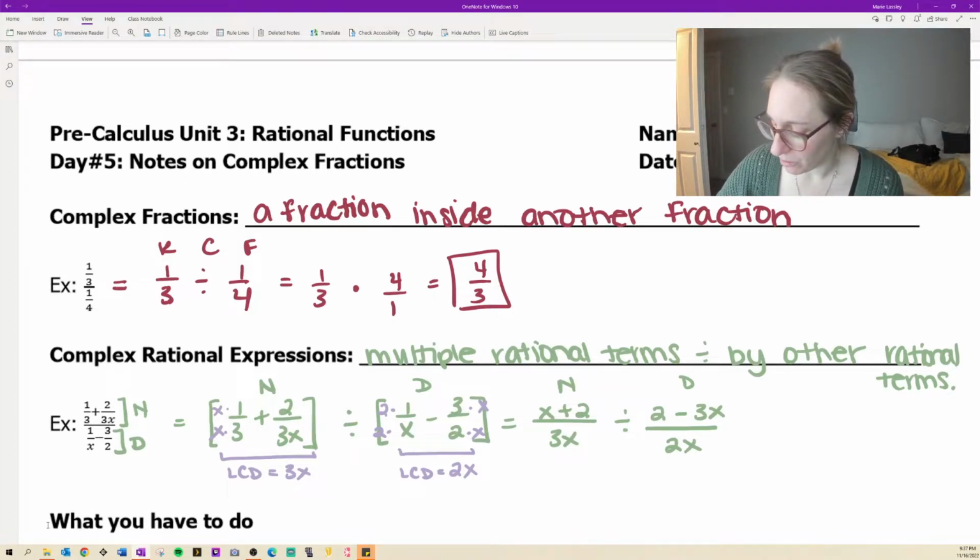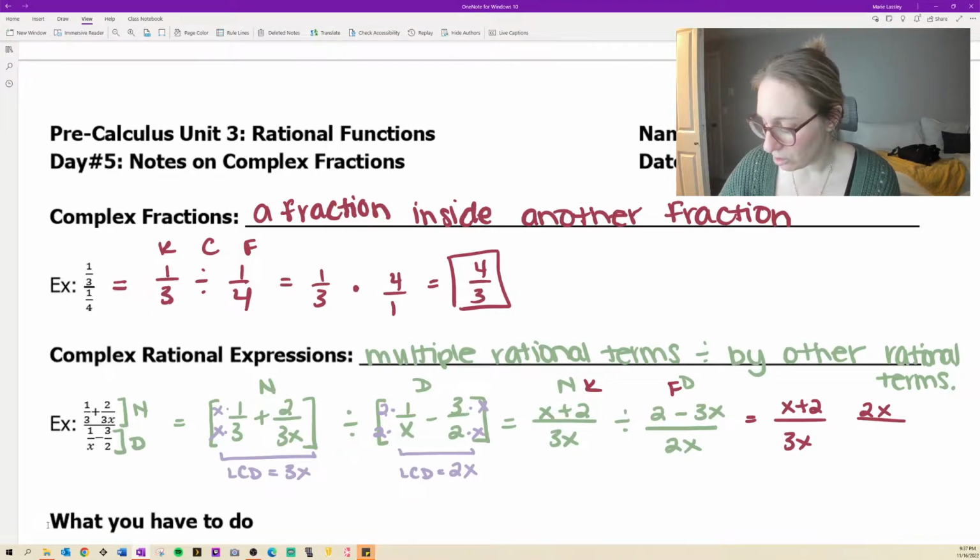So I'm going to keep the top exactly as is, or the first piece, so x plus 2 over 3x. I'm going to flip that original denominator part, so that's going to be 2x over 2 minus 3x, whoa, forgot the 3, 2 minus 3x, and I'm going to change that division sign to multiplication.